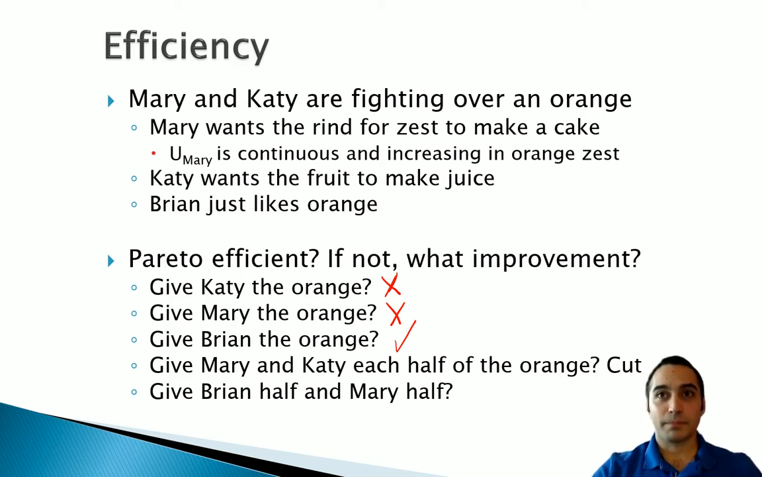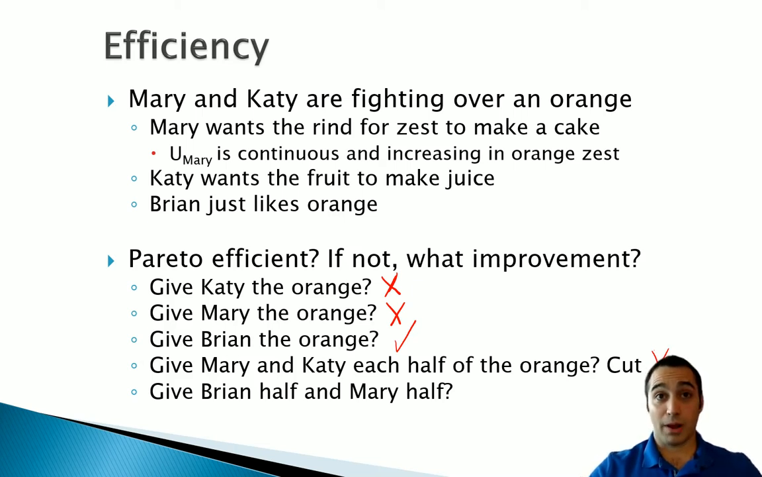Moving right along. Let's say I take the orange, cut it right in half, and I give half the orange to Katie, half the orange to Mary. Is that Pareto optimal? Hopefully at this point you're seeing a pattern. No. Mary has half of the fruit, and Katie has half of the fruit's zest, and each of them doesn't value that. So this is not Pareto optimal because we could just make each of Mary and Katie better off by having them trade fruit and peel so that they each have what they value. So that one's not Pareto optimal.